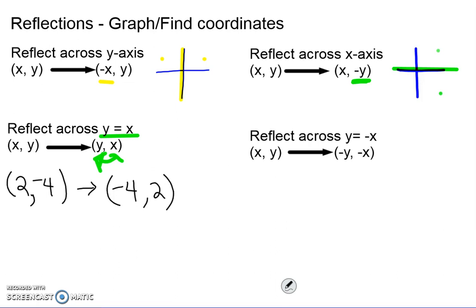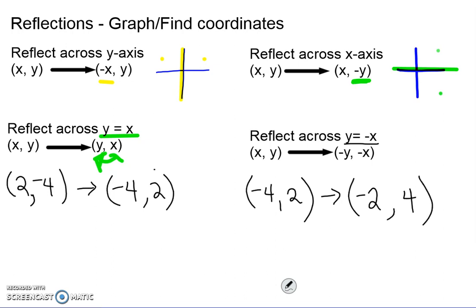When I reflect across y equals -x, it's going to do very similar to this one, but they also change signs. So let's say I had (-4, 2) to start with. The 2 becomes the x, but it also changes signs. The 4 becomes the y, but it changes signs as well. So those are the rules for all of my reflections.